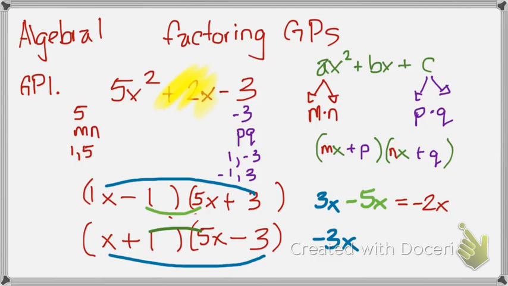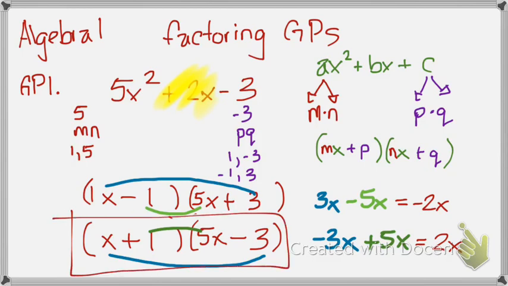We have positive 5x for my inside terms. You add those together, and what do you get? You get your positive 2x. So this is the solution: x plus 1 times 5x minus 3. Alright, if you need time to copy that down, go ahead and hit pause. Otherwise, the video will continue with GP number 2.